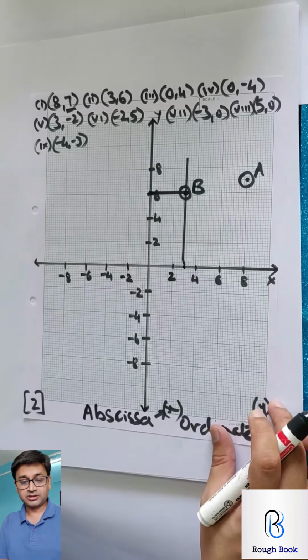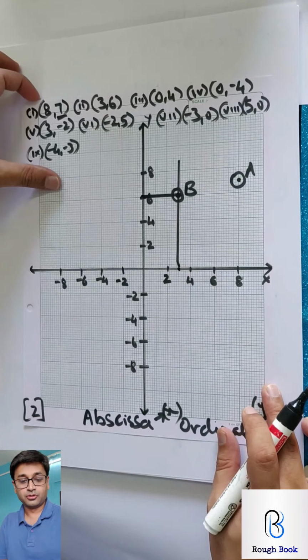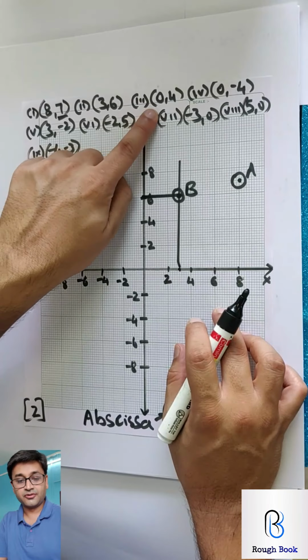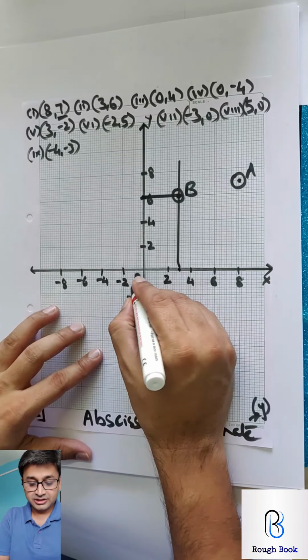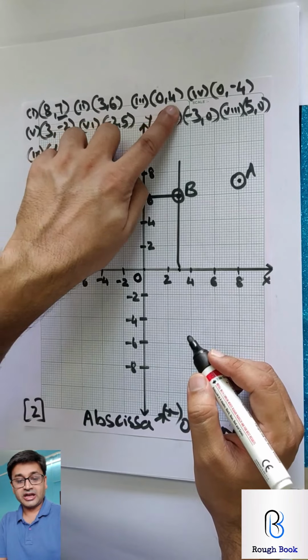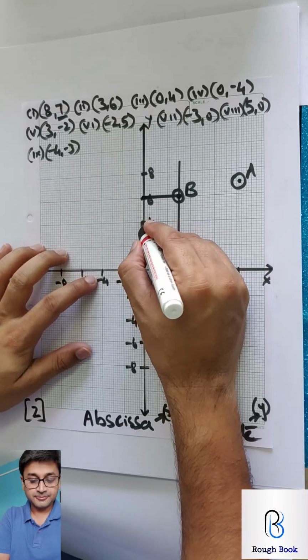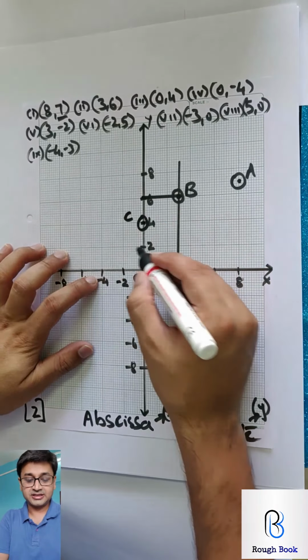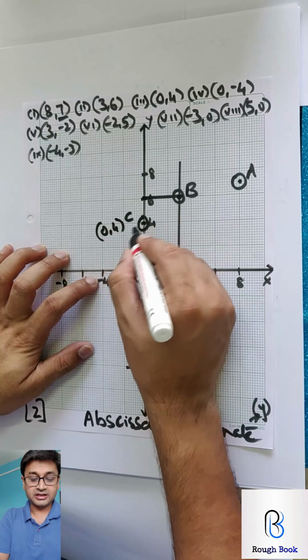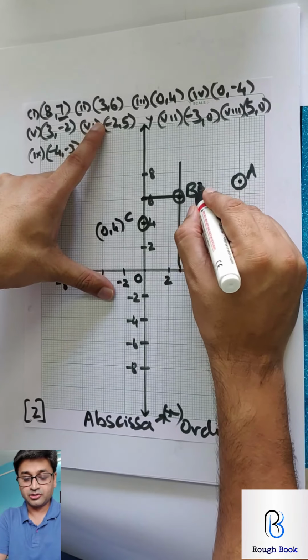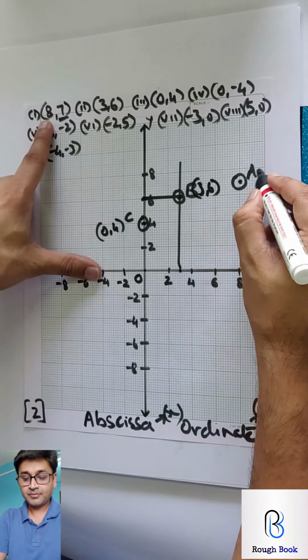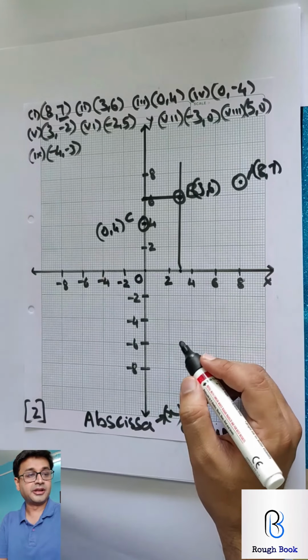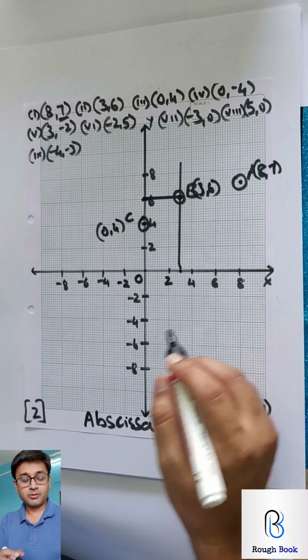Okay. So let's plot the next one. 0 by 4. This is interesting. 0 for x. So x at 0 is right over here and y at 4. So y at 4 is here. So that should be your point C, called 0 by 4. Write the coordinates also, whatever you plotted. So 3 by 6, 0 by 4. Are you getting it, everybody? Yeah? Come on, pause it.